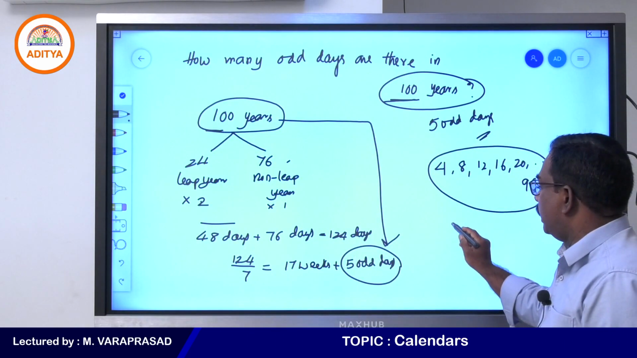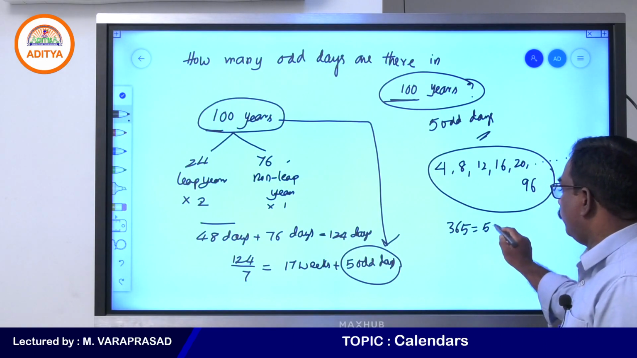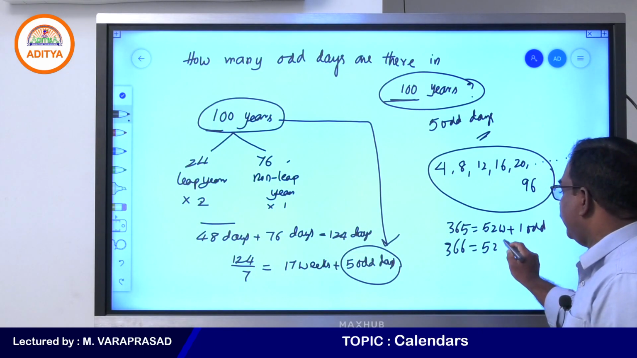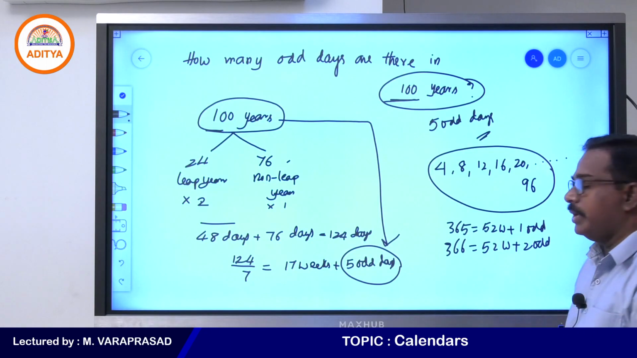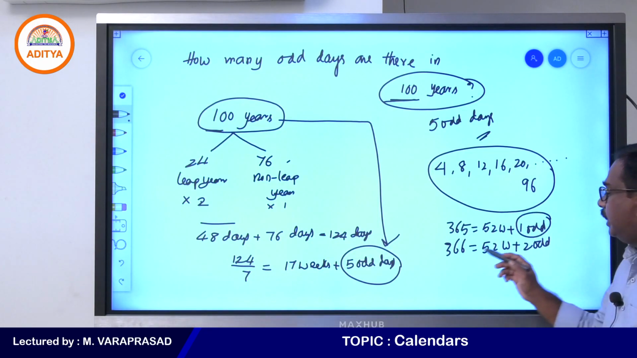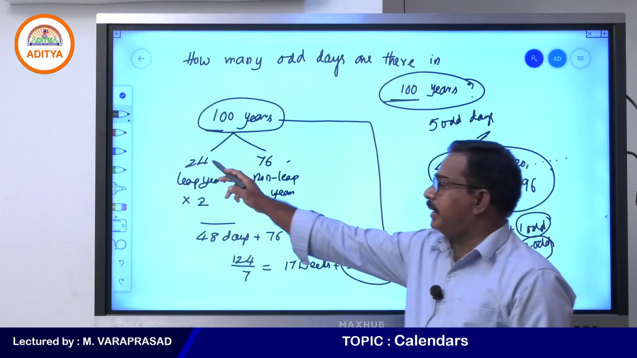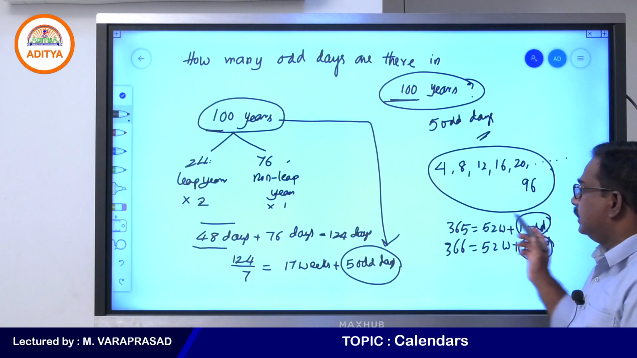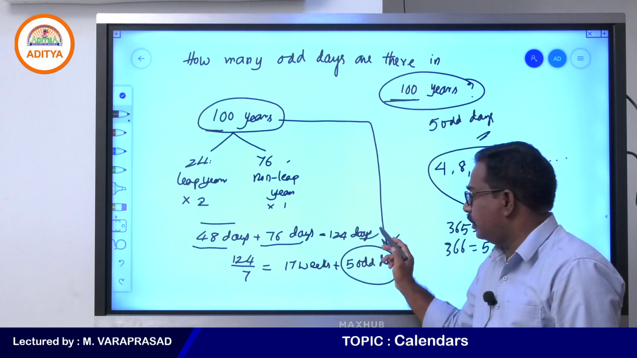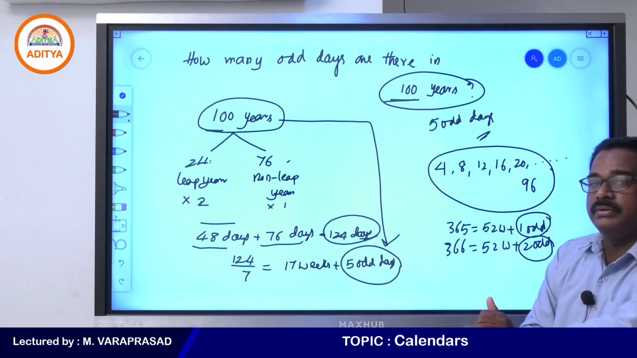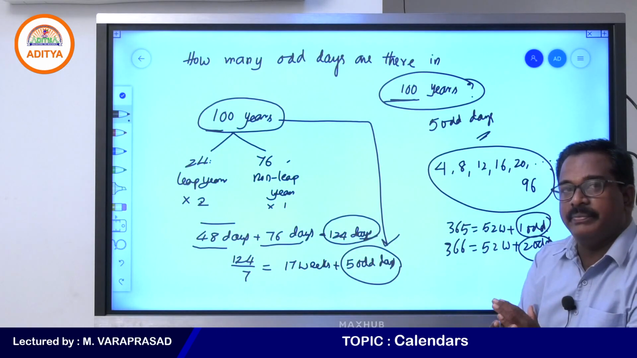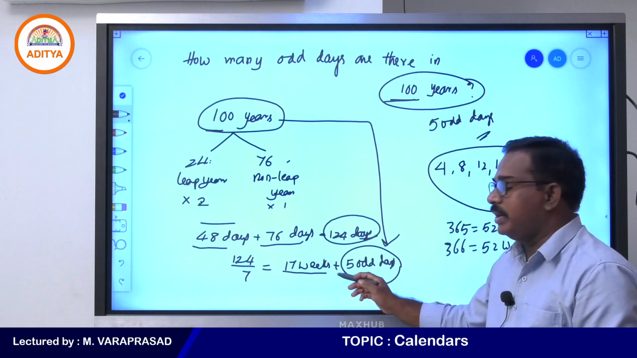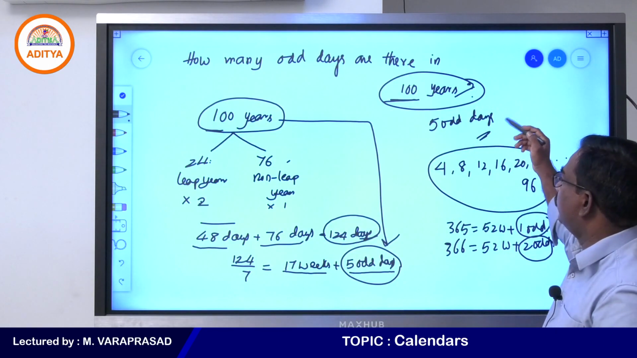Every normal year will have 1 odd day, because 365 days means 52 weeks plus 1 odd day. 366 days means 52 weeks plus 2 odd days. So a normal year has 1 odd day and a leap year has 2 odd days. Here 24 leap years, 24 into 2 is 48 days. 76 normal years, 76 into 1 is 76 days. Totally 124 days. Now we can divide by 7, because days are given and we can convert into weeks. 124 by 7 is 17 weeks plus 5 odd days. So 100 years contains 5 odd days.